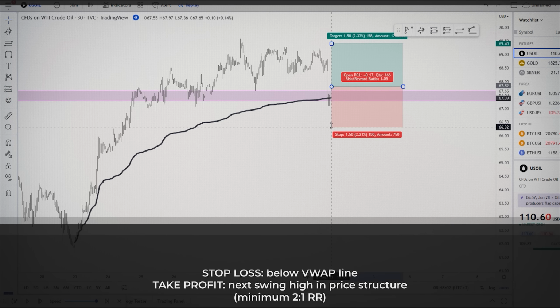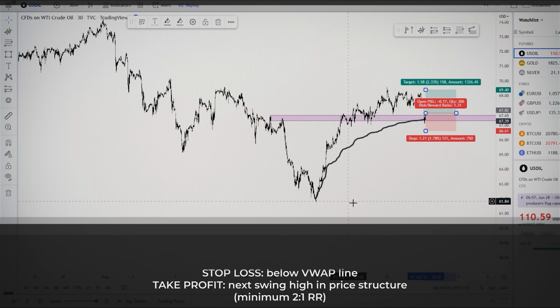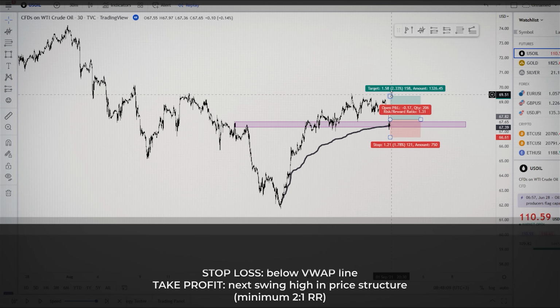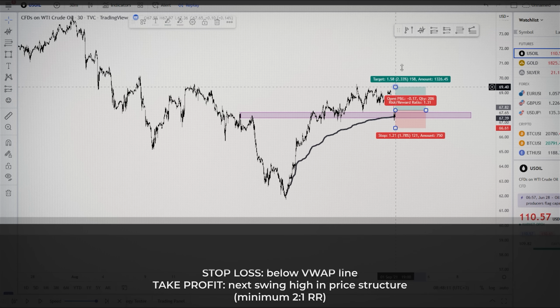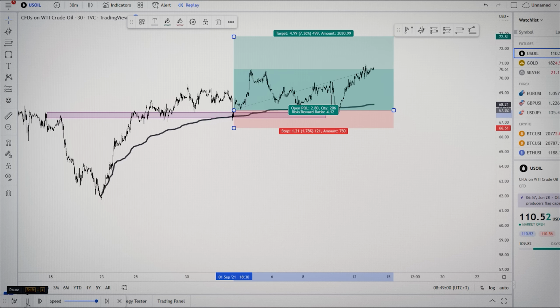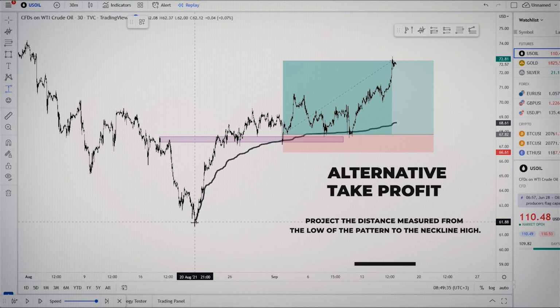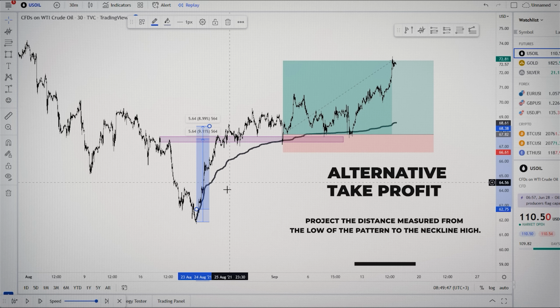Stop loss goes below VWAP, and my target is the next swing high in the price structure. The minimum risk to reward ratio should be at least 2. Another target can be set above the neckline, equal to the distance measured from the low of the pattern to the neckline high.